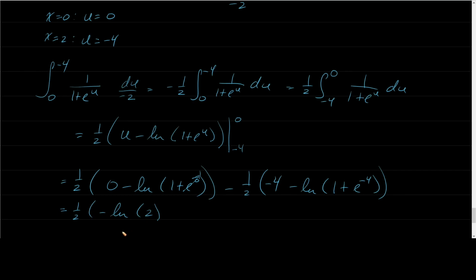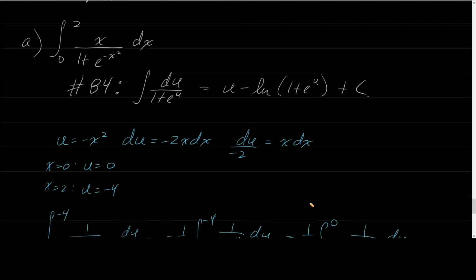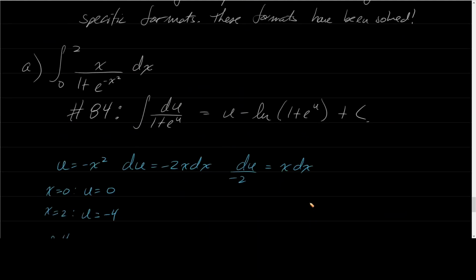1 half times negative ln of 2 minus, let's simplify this inside first. Actually, there's not much to simplify there. So let's just distribute that negative 1/2. Negative times a negative is positive. 1/2 times 4 is 2. Negative times a negative is positive. So I have 1/2 ln of 1 plus e to the negative 4. Right? And again, this was just from using this pre-solved formula for this kind of integral.